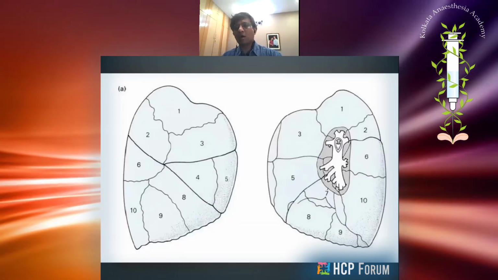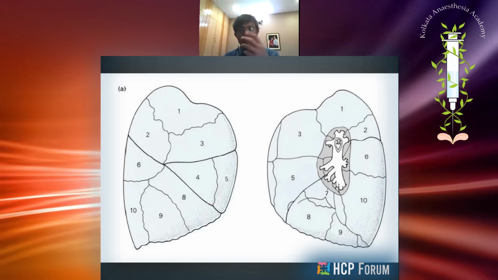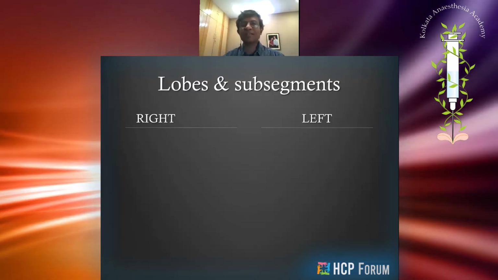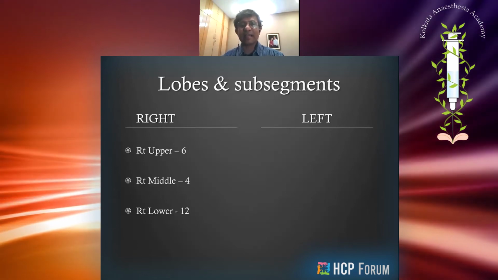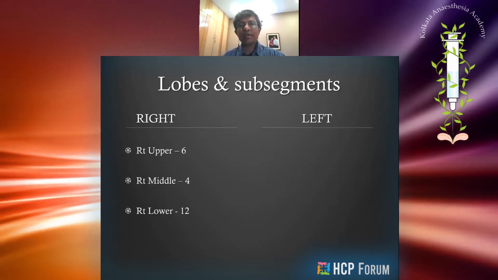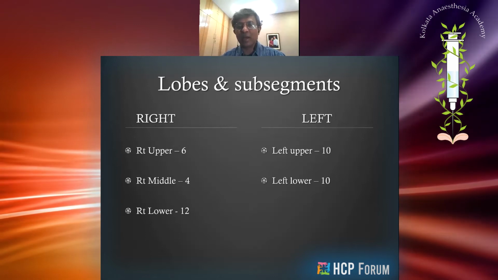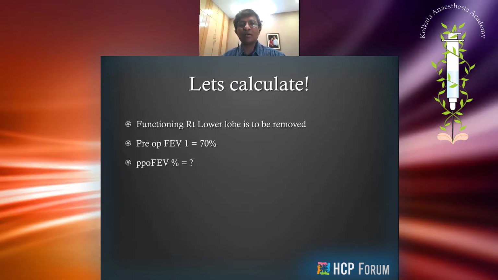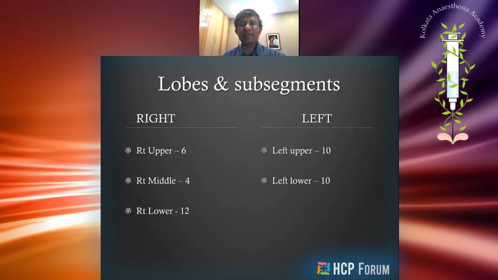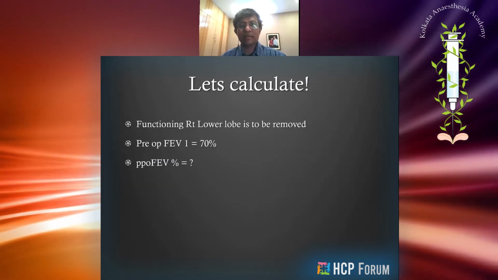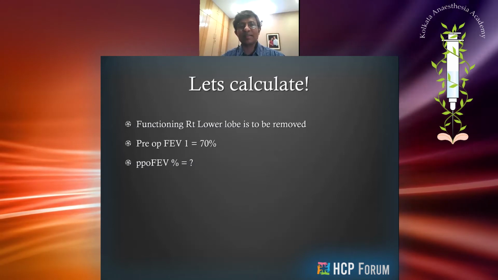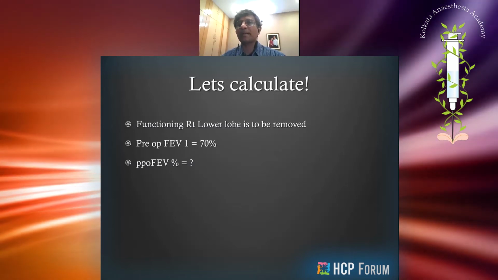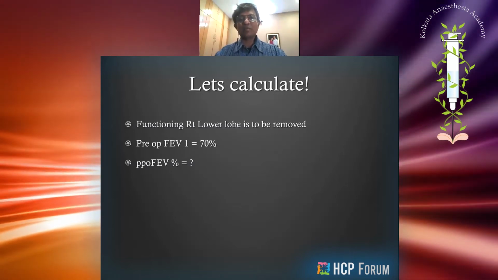How do you figure out how much of the functional lung is to be removed? If you know how many lobes and segments there are in the right and the left. Right has, as you all know, 22 segments, whereas the left has 20. So if you're thinking about a functioning right lower lobe that is to be removed, and the preoperative FEV1 was 70%, what will be the predicted postoperative FEV1 in this case?